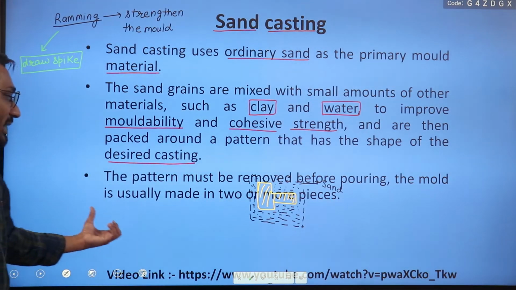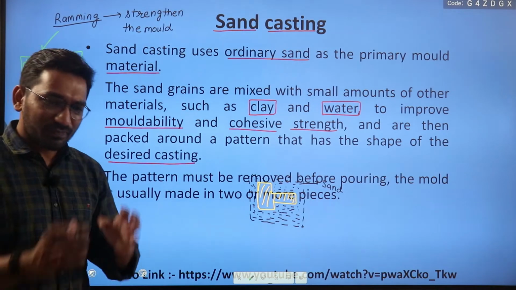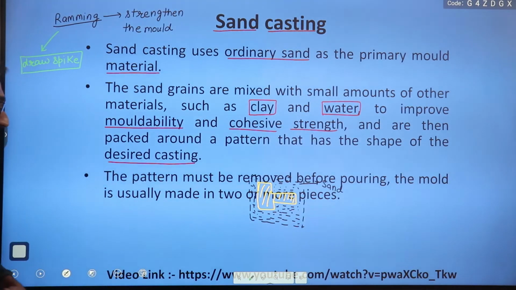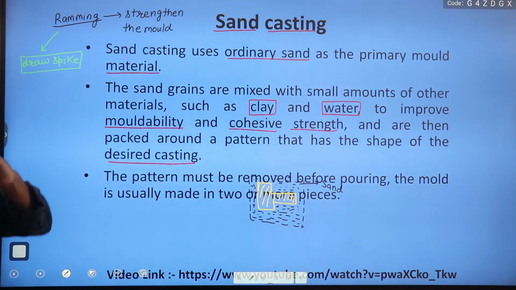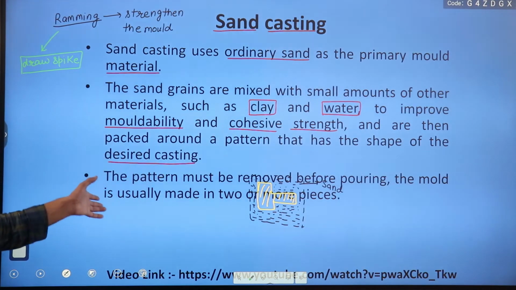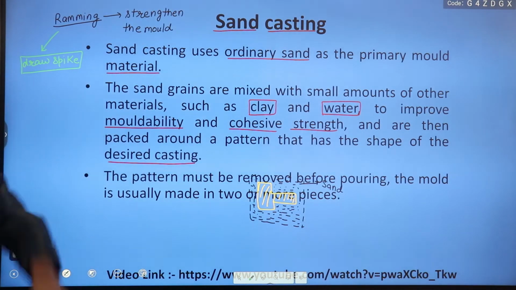The mold is usually made in 2 or more pieces. The mold which we are using is made up of 2 or more pieces, right? As we discussed earlier, we have 2-box system or 3-flask system.